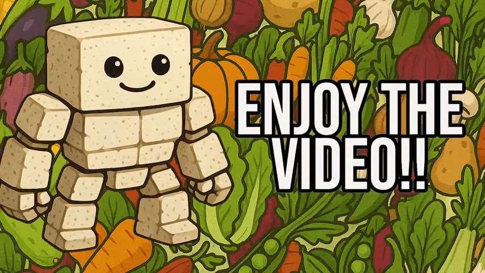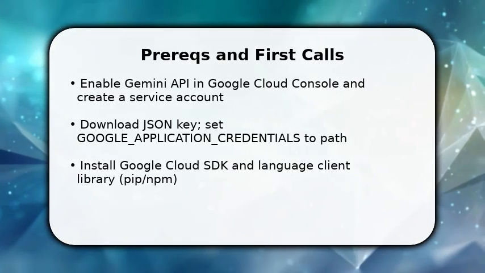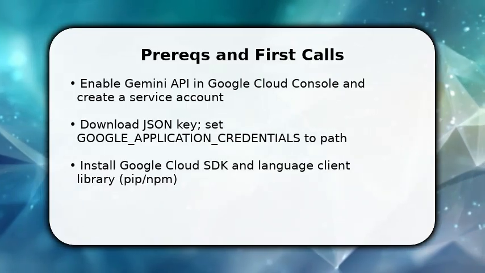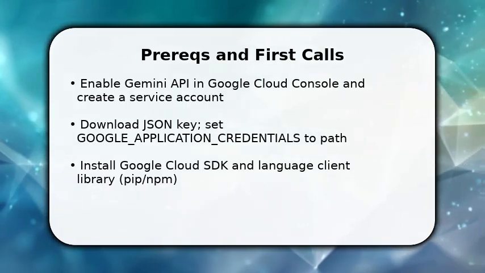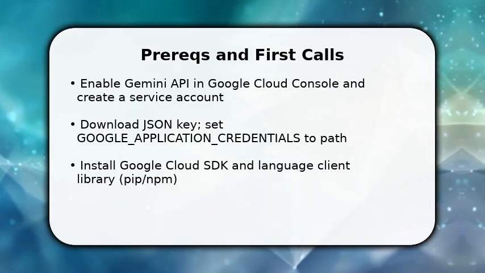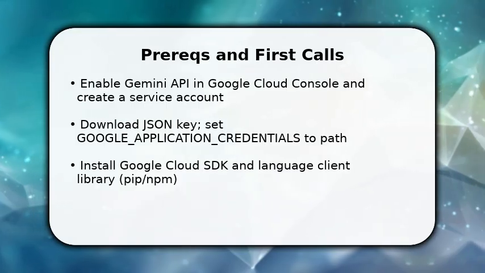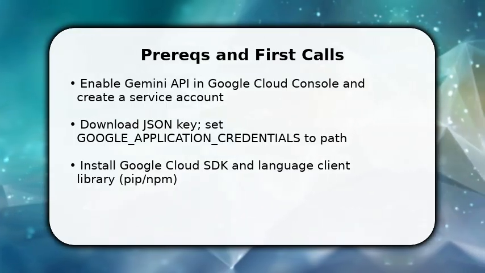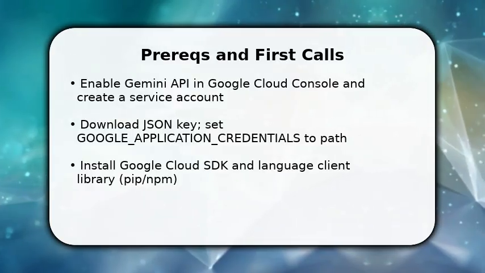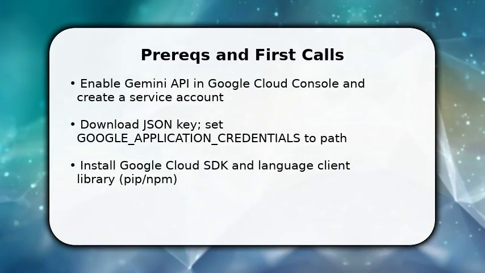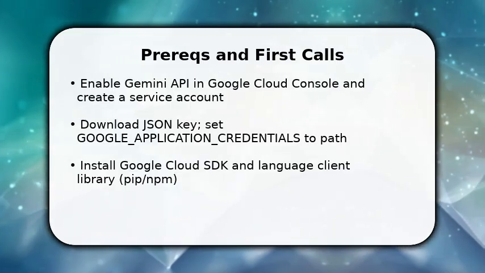Please enjoy the video. You start by enabling the Gemini API and creating a service account so your app can authenticate. Once done, download the JSON key and export GOOGLE_APPLICATION_CREDENTIALS to point at it. Now install the official client library for your language and verify the SDK can authenticate. Doing this early prevents cryptic auth errors.